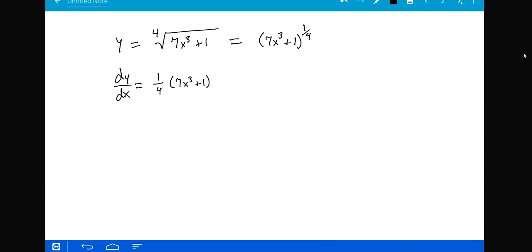So what's 1/4 minus 1? Okay. Be careful. We see people make mistakes on that. 1's the same as 4 over 4. You got a common denominator now. It's going to be negative 3/4. And then times the derivative of what was in parentheses. So the derivative of 7x cubed would be 21x squared. The derivative of 1 will be 0. Again, don't simplify.